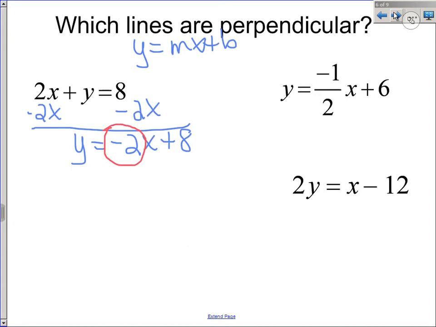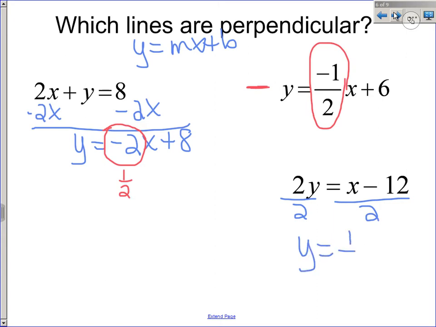So a line that would be perpendicular to this would be the opposite sign, so it'll be positive, and then reciprocal. So 1/2 is the slope it would have to be. When I look over here, I see the slope is -1/2, so these two couldn't possibly be perpendicular. So here I already have my slope as -1/2. Let's go down to the bottom right. I'm going to divide everything by 2, divide everything by 2. y equals 1/2 x minus 6.